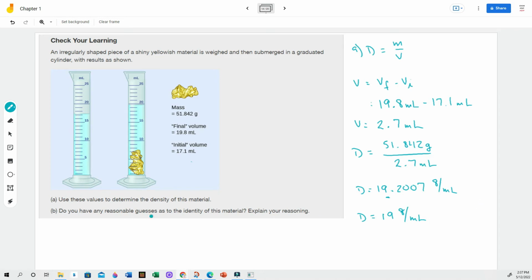Let's take a look at part B. So we're going to guess the identity of this material. Again, if you go to your textbook and you look at the table of the different densities of different metals, then what you're going to find is the density of gold is listed as 19.3 grams per milliliter, or grams per centimeter cubed. And so that would lead us to believe that this metal is gold. It's also shiny and yellowish, as well as having just about the exact density of gold.